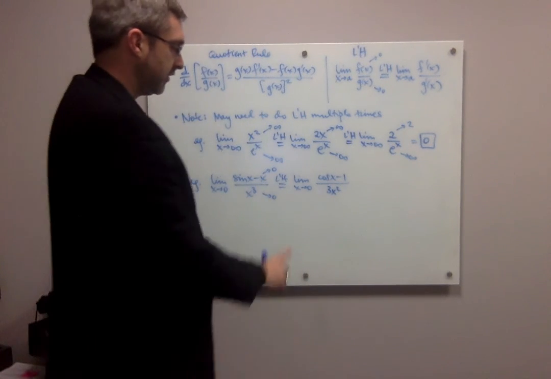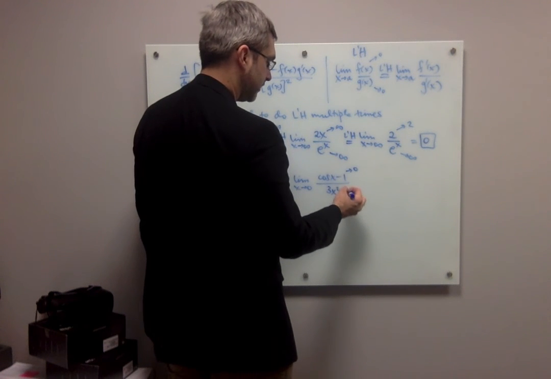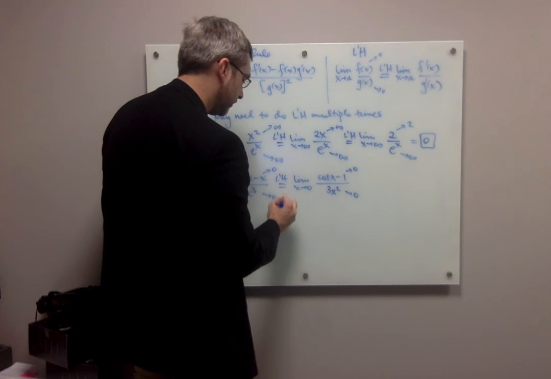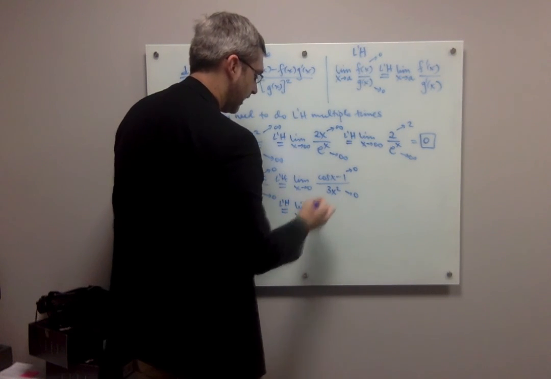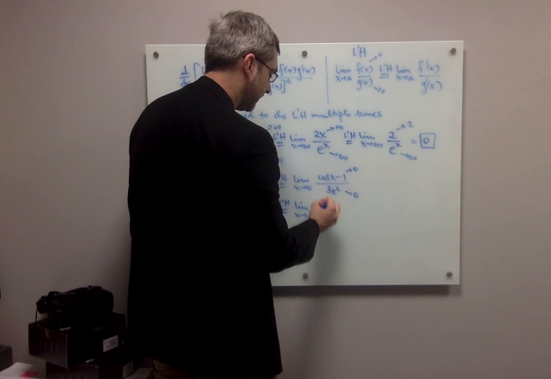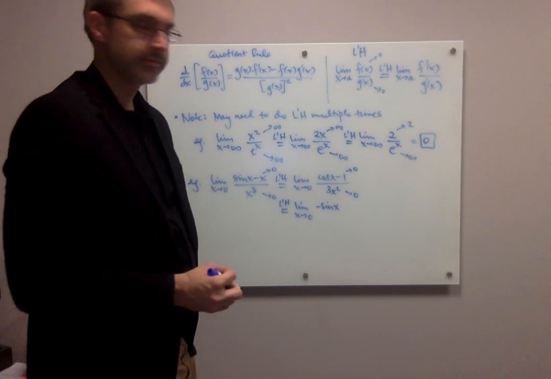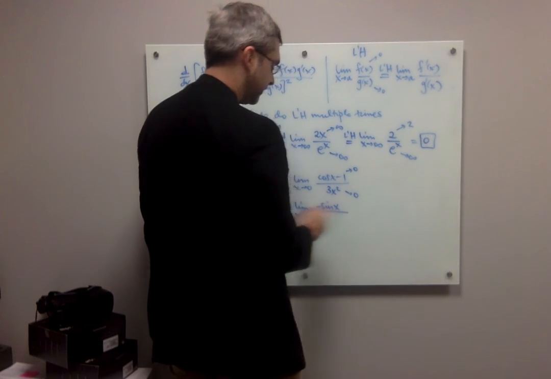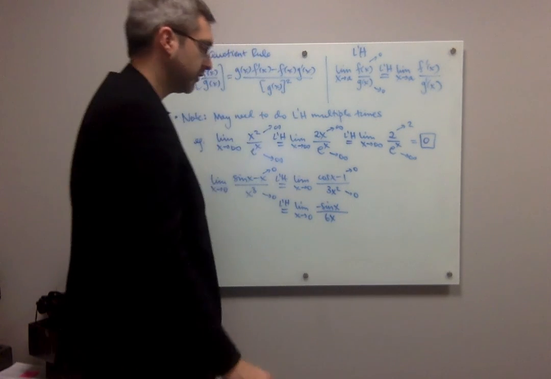Now when x goes to 0, cosine of 0 is 1, 1 minus 1 is 0, the top's still going to 0, and the bottom is going to 0. So I'm going to do L'Hopital's rule again, and the derivative of cosine is negative sine. Make sure you've got that negative in there. Derivative of negative 1 is just 0, so that top is just negative sine, and the bottom becomes, the derivative of 3x squared is 6x.